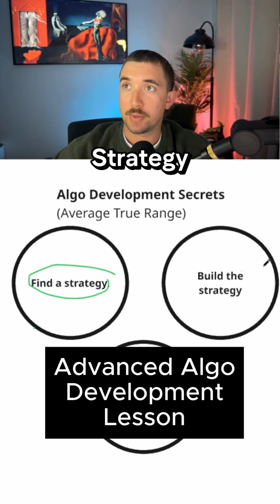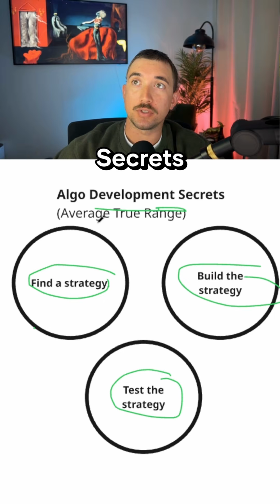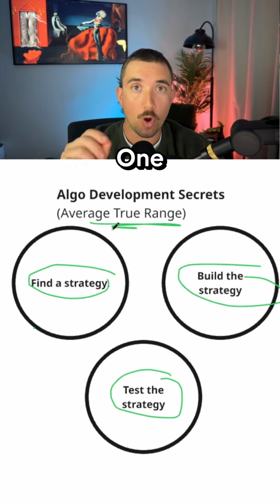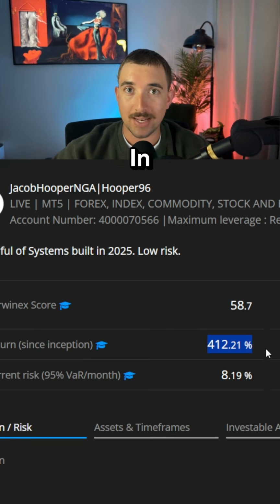You've found a trading strategy, you're building the edge and you're testing the edge. But what are some development secrets using the average true range that no one else will tell you? Secrets for me as a profitable trader, returning 412% in the last 8 months.